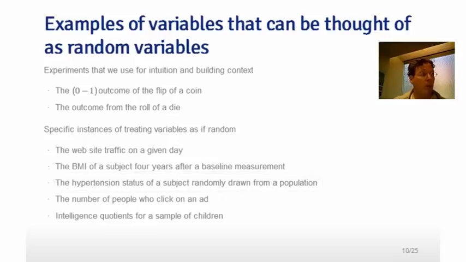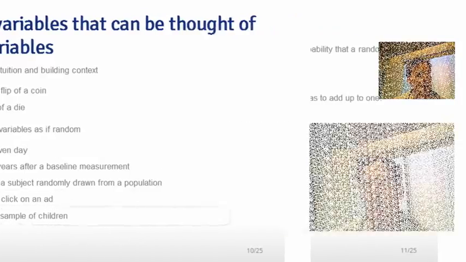The number of people who click on an ad, again, is another discrete random variable, but an unbounded one. Still, we would assign a probability for 0 clicks, 1 click, 2 clicks, 3 clicks, and so on. Intelligence quotients are often modeled as continuous.